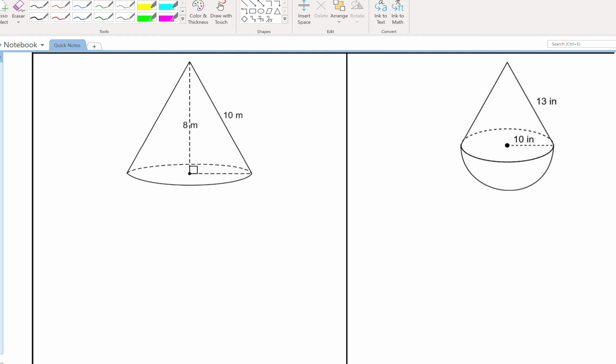Welcome. This is a video on how to find volume. We're going to find the volume of a couple of shapes here. Well, this first one is a cone.